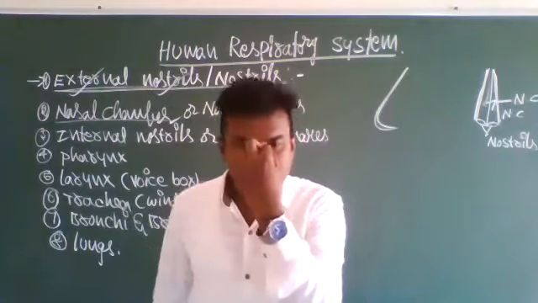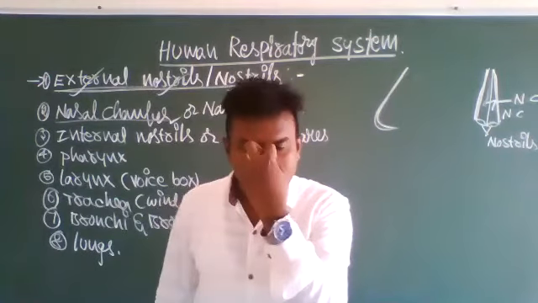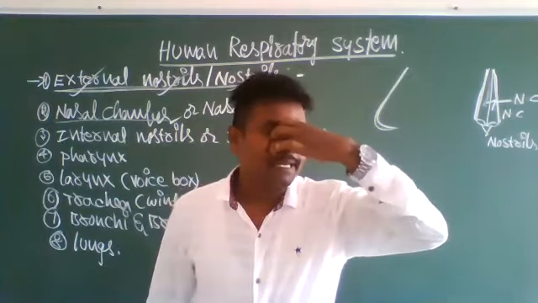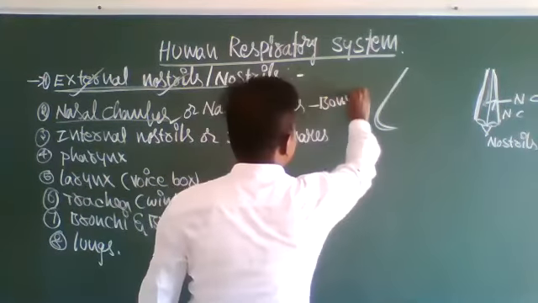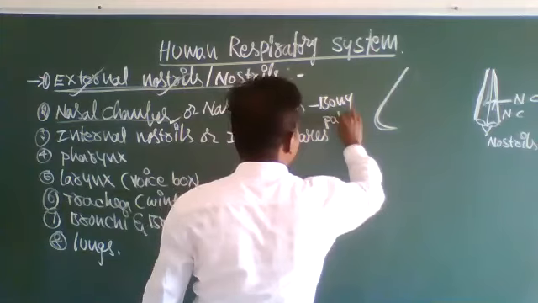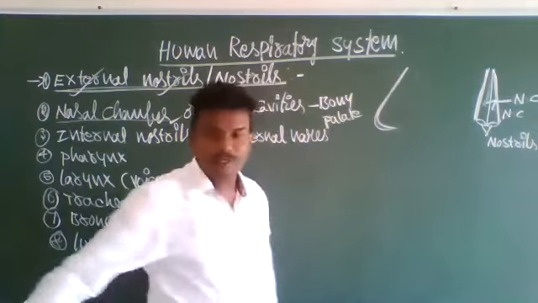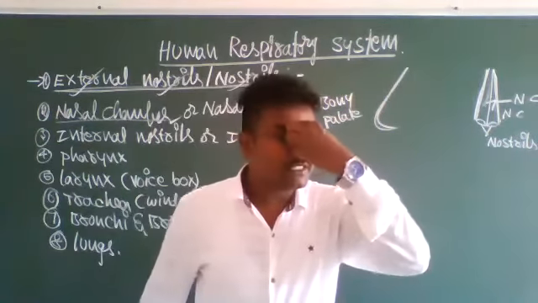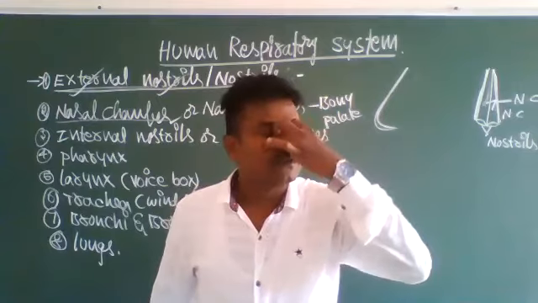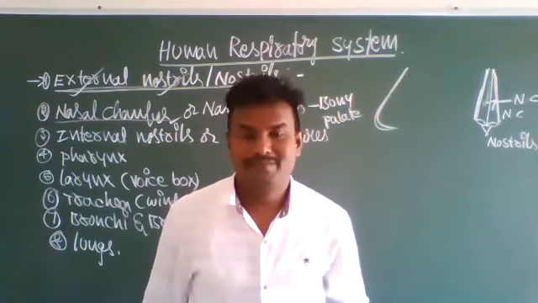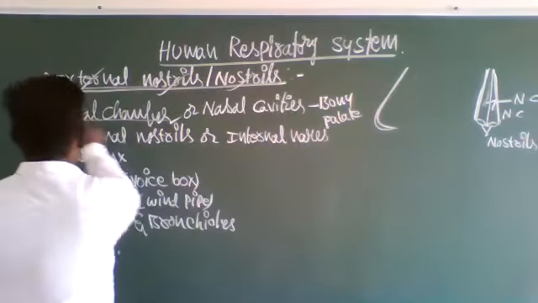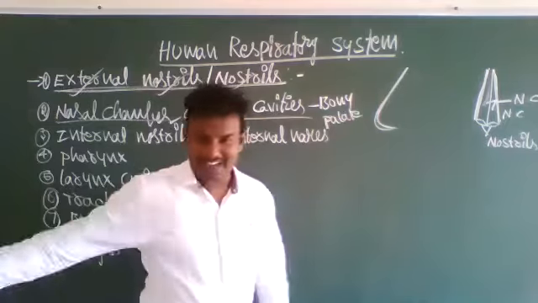A pair of nasal cavities or nasal chambers is located on the hard palate. That is called the bony palate. It is the nasal chamber which is located on the palate. So this is called nasal chamber or nasal cavities.